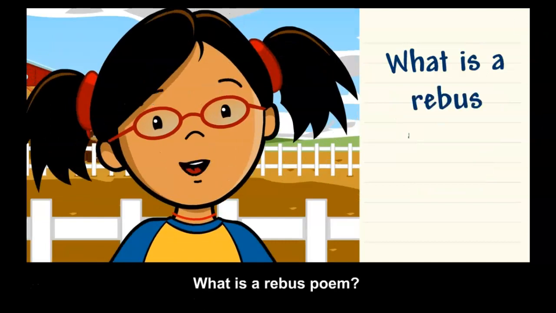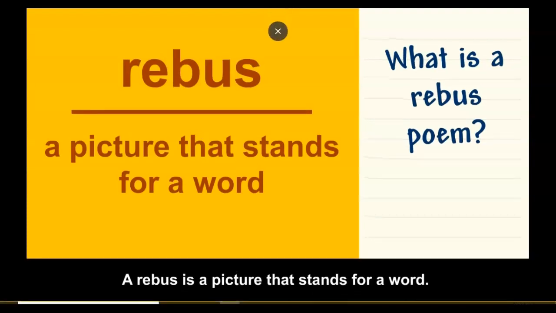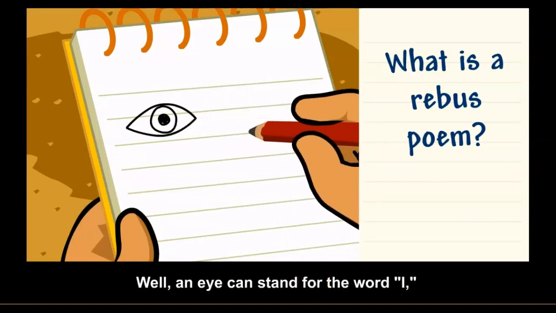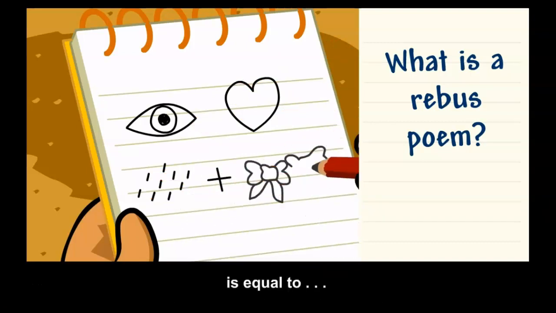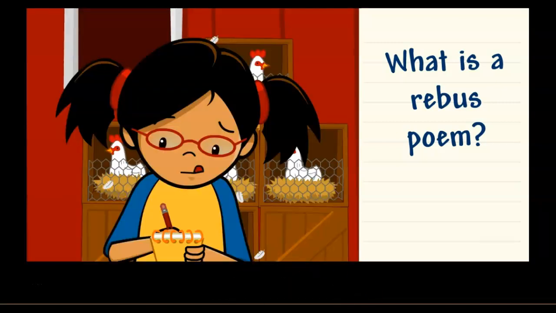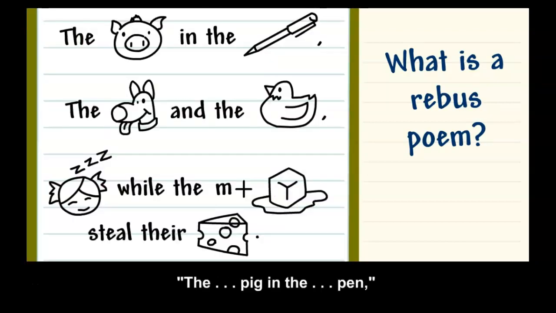What is a rebus poem? A rebus is a picture that stands for a word. Well, an eye can stand for the word I, and a heart stands for love. Rain plus bows is equal to rainbows. So this says, I love rainbows. You can write poems using symbols and words together. The pig in the pen, the dog and the hen sleep while the mice steal their cheese.